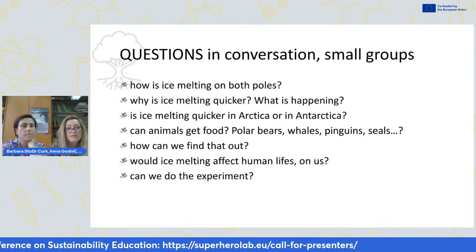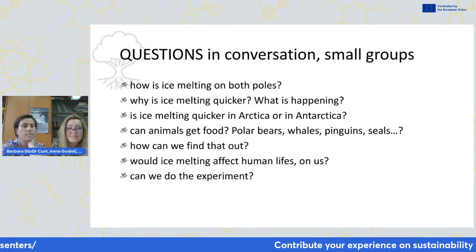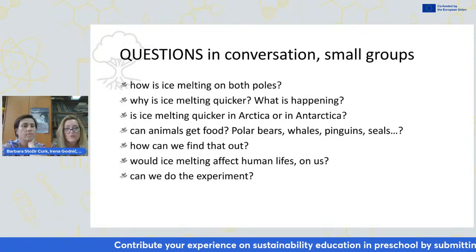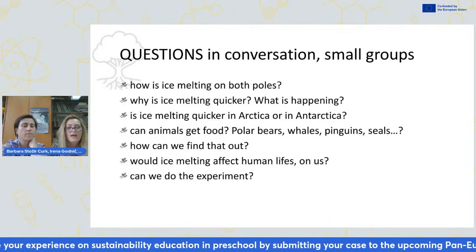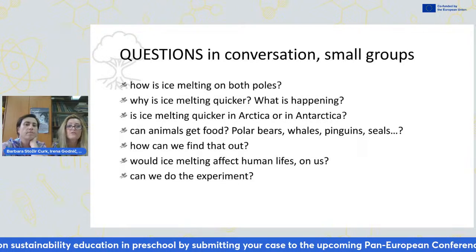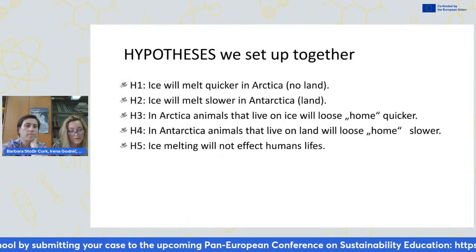How is ice melting on both poles? Why is ice melting quicker and what is happening? Is ice melting quicker in Arctica or Antarctica? And can animals get food? And how can we find out? This was the main problem. And would ice melting affect human lives? So can we do the experiment?